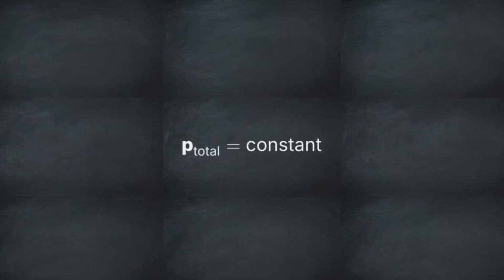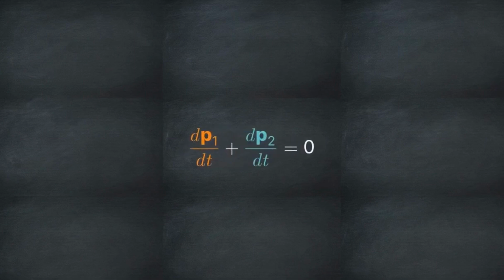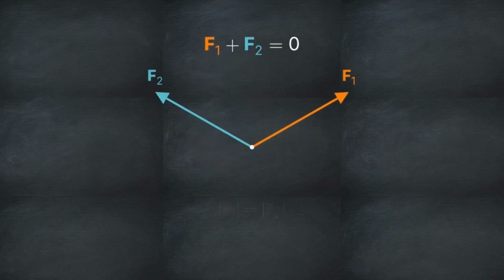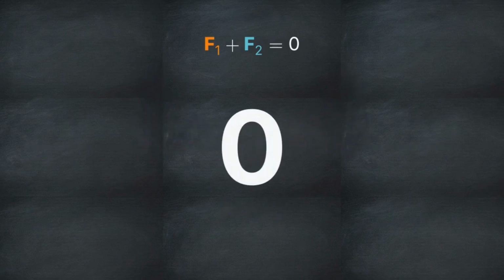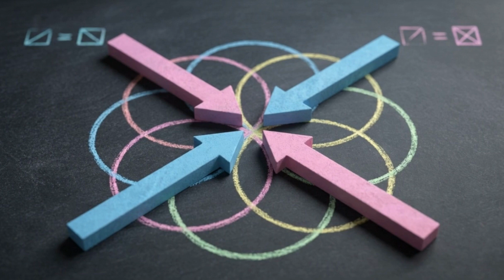Because the total momentum is constant, the rate of change for the entire system must be zero. For the total change to be zero, the derivative vectors of the two bodies must be equal in magnitude and point in exactly opposite directions. Newton's third law is the direct mathematical result of an unbreakable symmetry, the conservation of momentum in a closed system.